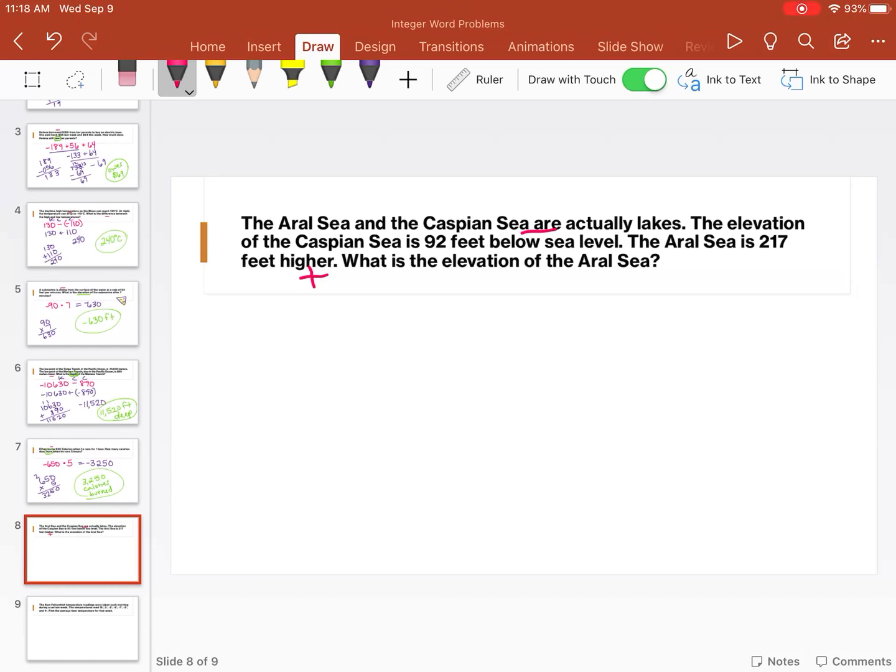So I'm going to start with my Caspian Sea of negative 92. Again, negative because it's below sea level. The Aral Sea is higher, so I'm going to add on, and it's 217 feet higher. So there is my equation, or my expression. Go ahead and solve that and come back.